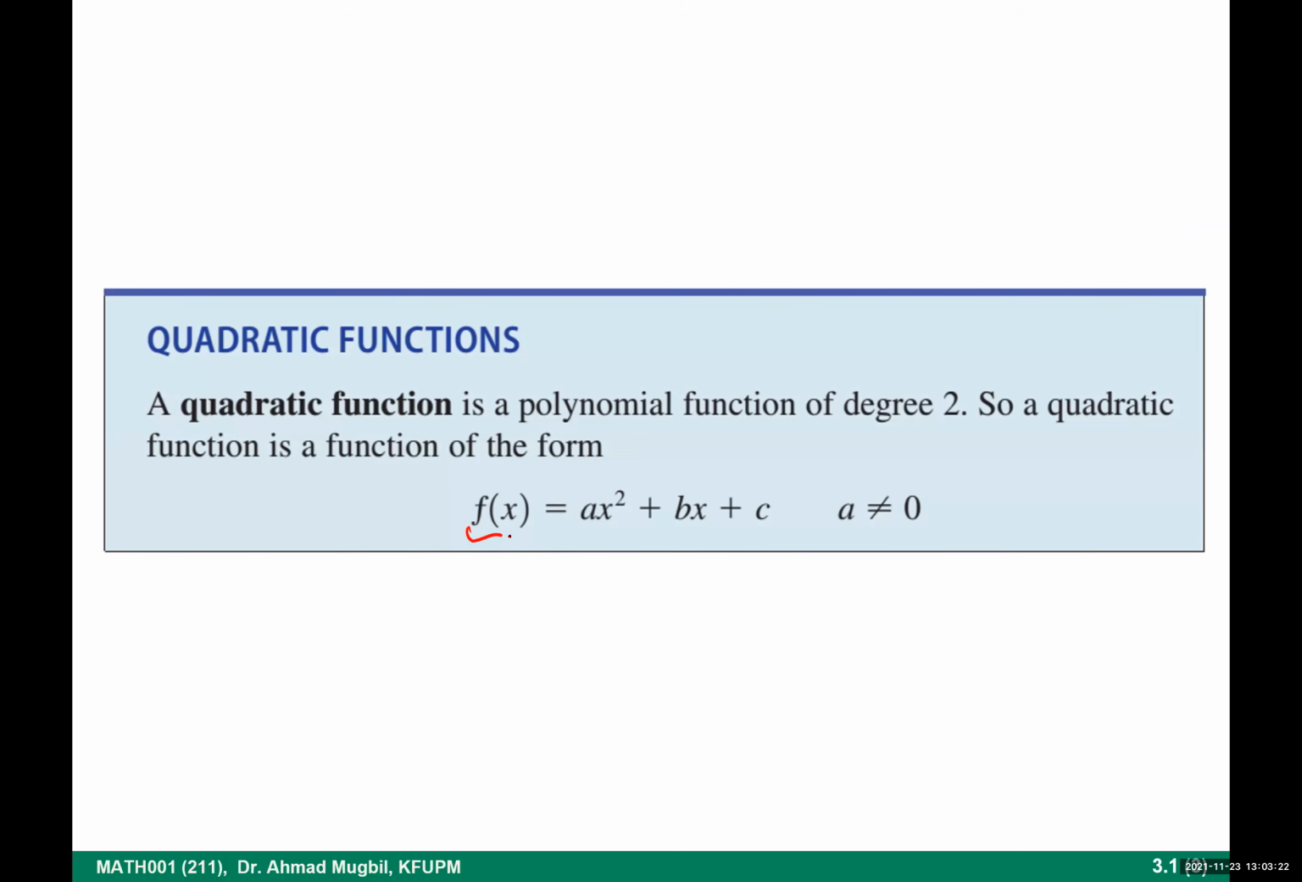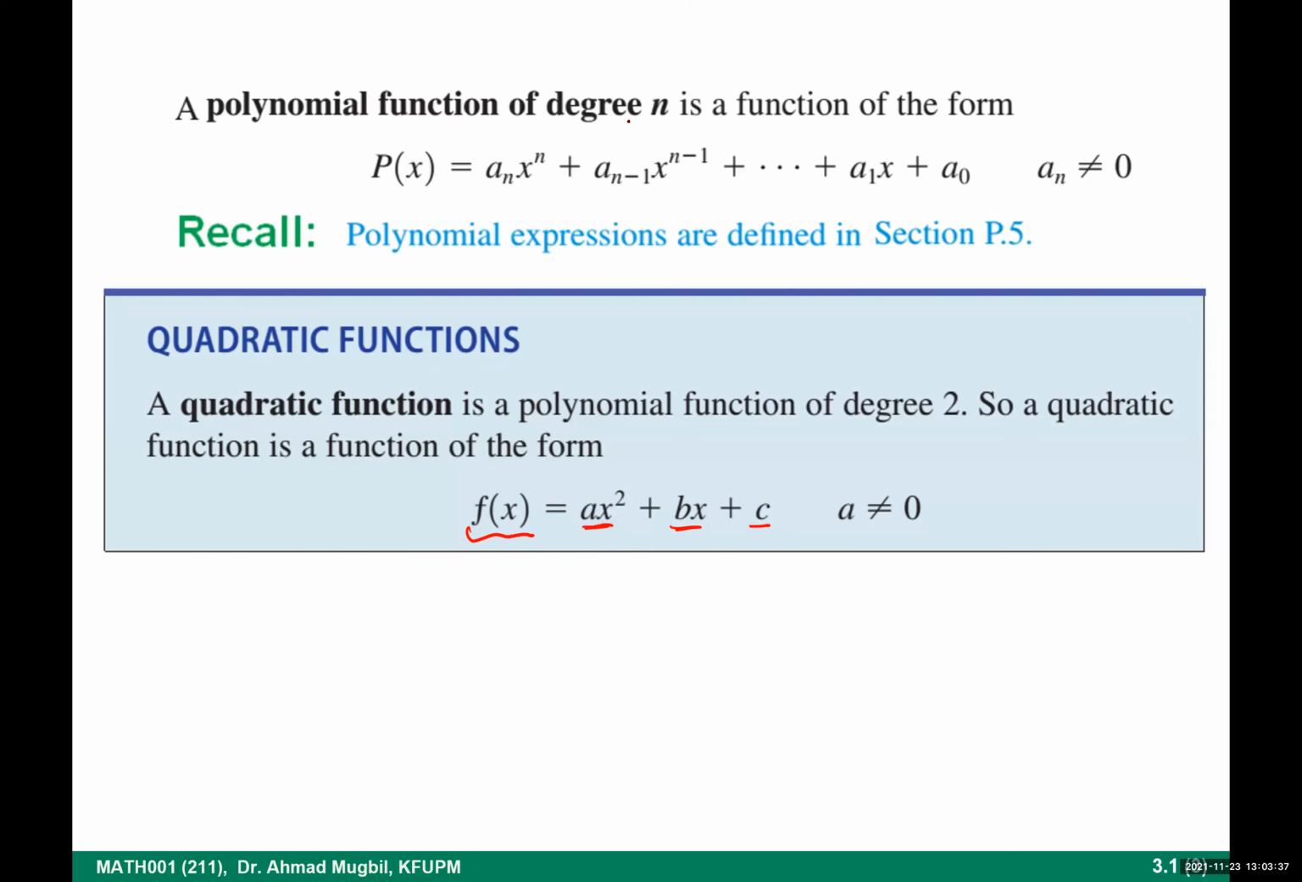So it is about f of x equals ax squared plus bx plus c. A is not 0. Of course, if a is 0, it will not be quadratic. It will be linear, of first degree. And this is the polynomial of degree n, if you want to remember it from section B5.